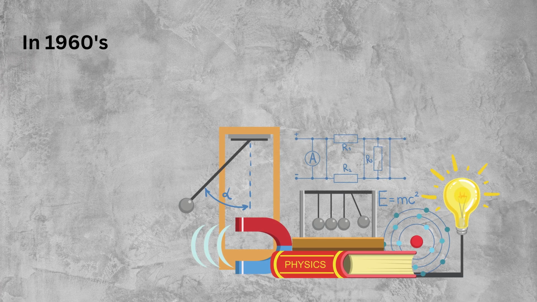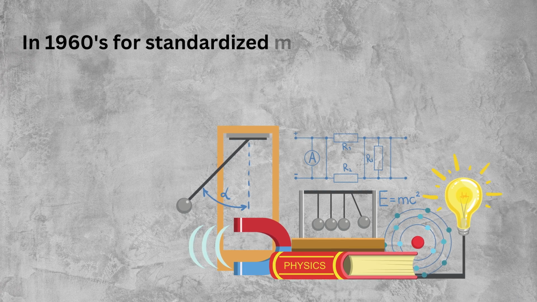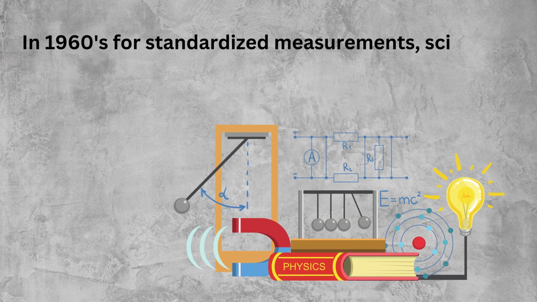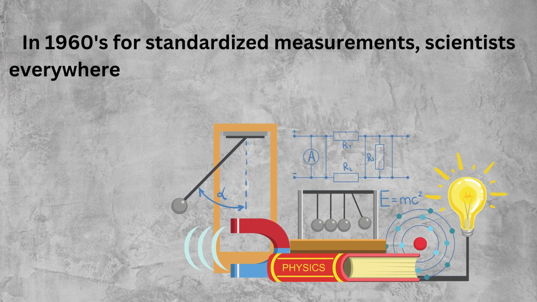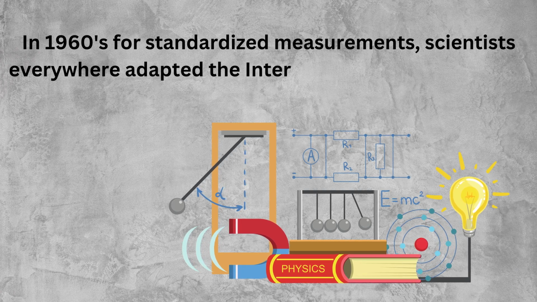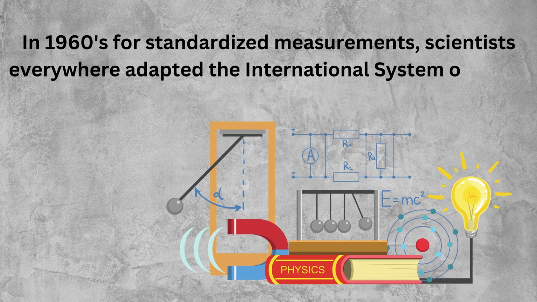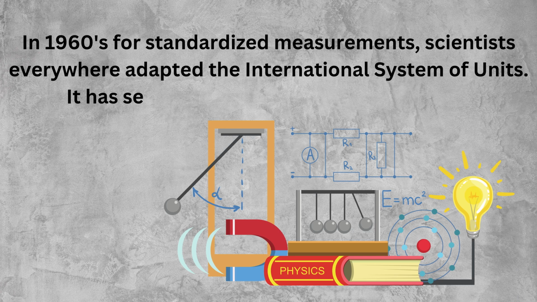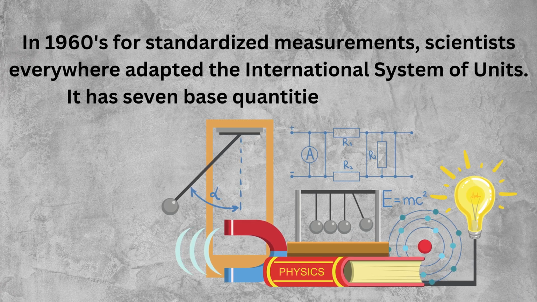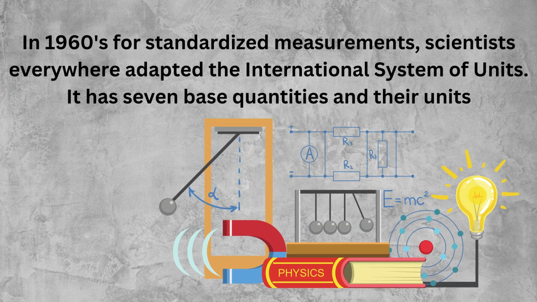The International System of Units, SI units. To make measurements the same everywhere, scientists developed a universal system called the International System of Units, or SI units. It was adopted in 1960 and is now used all over the world in science and engineering. The SI system is based on 7 base quantities, each with its own standard unit.